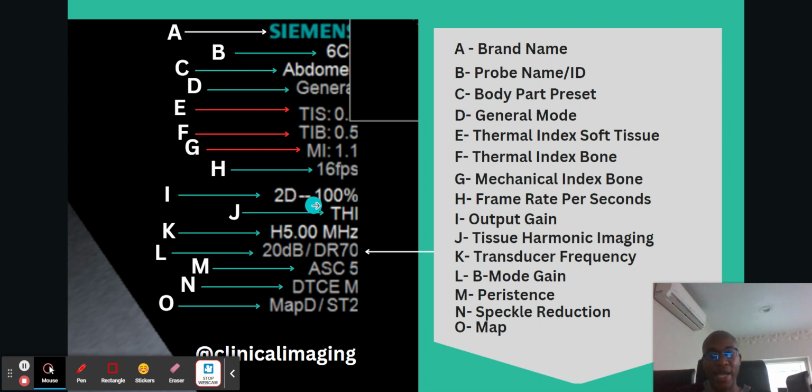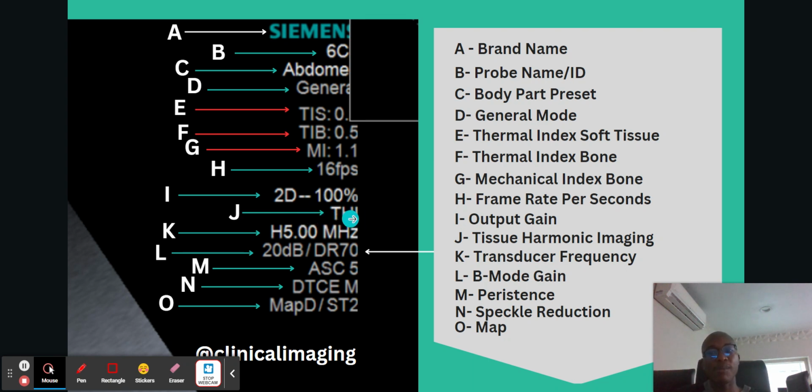Now let's go to I. This is 2D, 100%. This is the output gain. It is at 100% right now. It's also adjustable. I will explain also how to modify this and when and if you should touch this parameter.